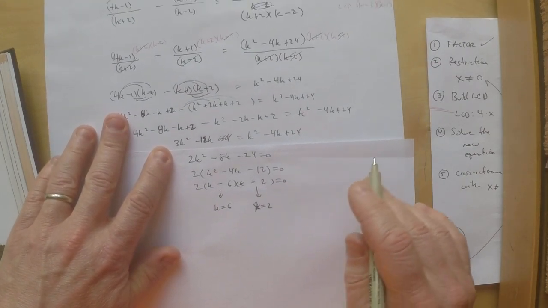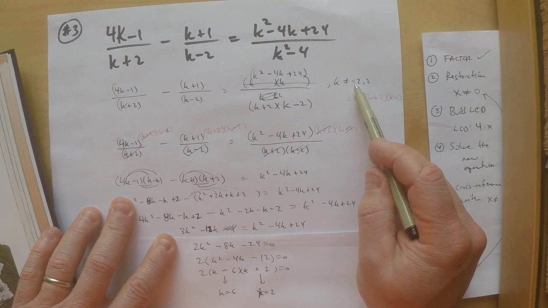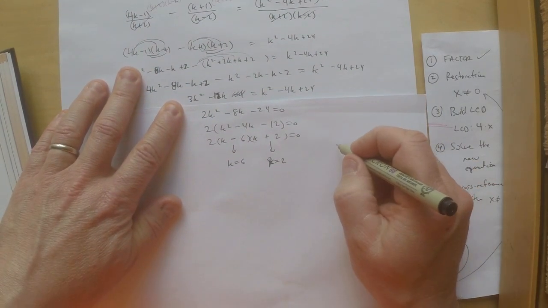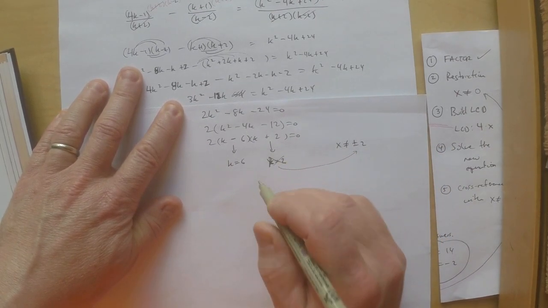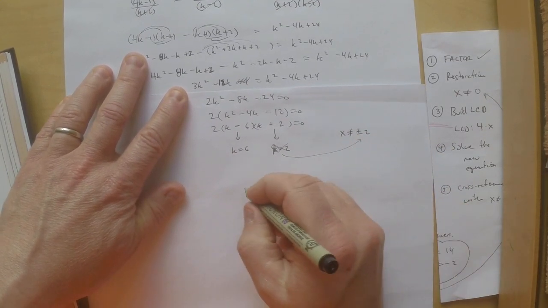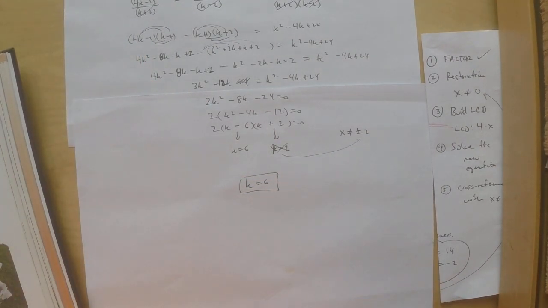And then I should go back and just double check, does that conflict with one of my restrictions? And I've got negative 2 and 2 are restrictions. So back here, my restrictions were this. This answer here has to go bye-bye because it conflicts with my restriction. And the only answer is k equals 6.